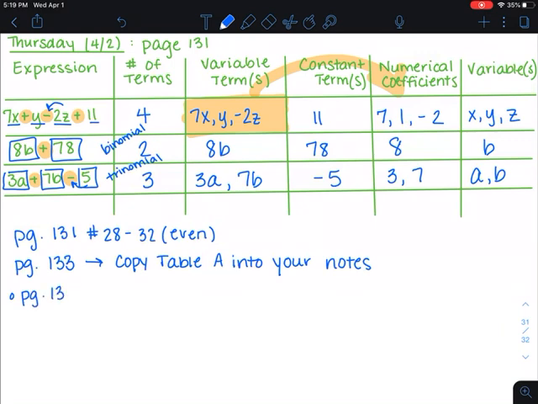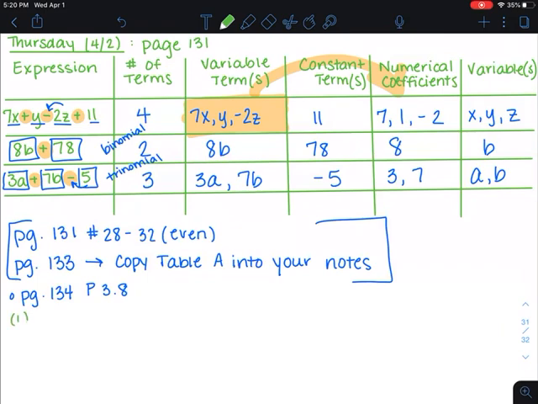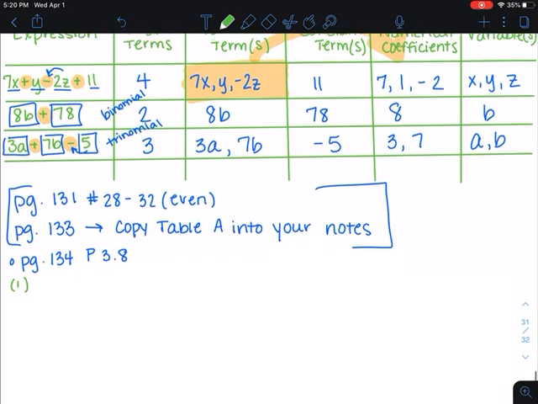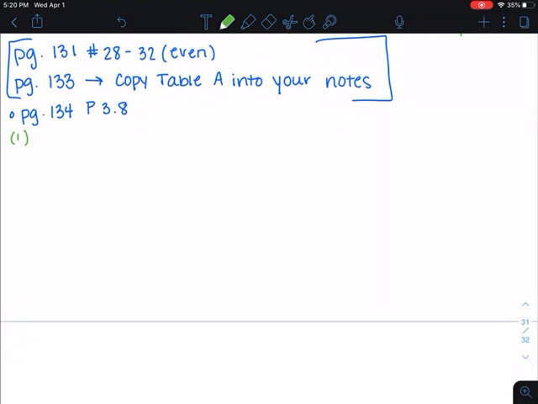Now we're going to turn to page 134. This is only part of your assignment again. There's more coming at the end. Page 134, Practice 3.8. Let's look at a couple example problems.